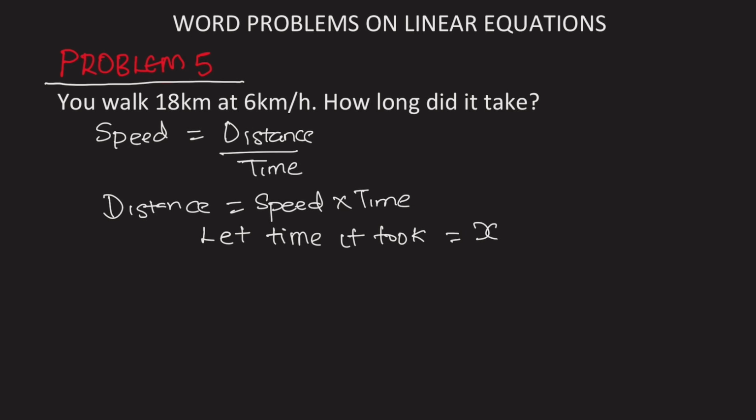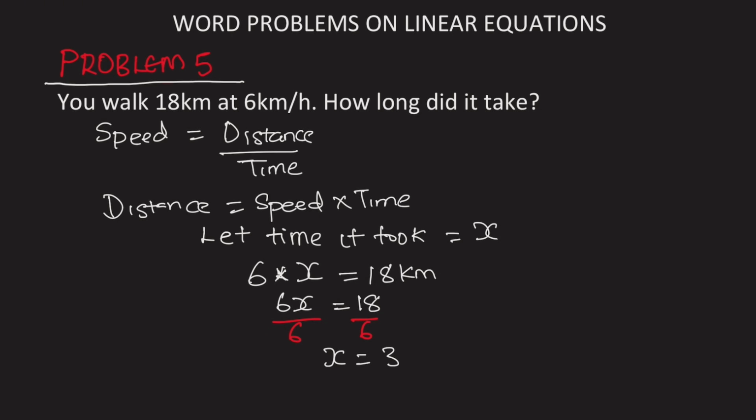Okay, so the time it took to walk 18 kilometers is equal to x, and we know that we walk 6 kilometers per hour. So that means 6 times x is equal to 18 kilometers. So 6x is equal to 18. That's our linear equation. We could divide both sides by 6, which is the opposite of multiplication, and that's going to leave us with x equals 3.